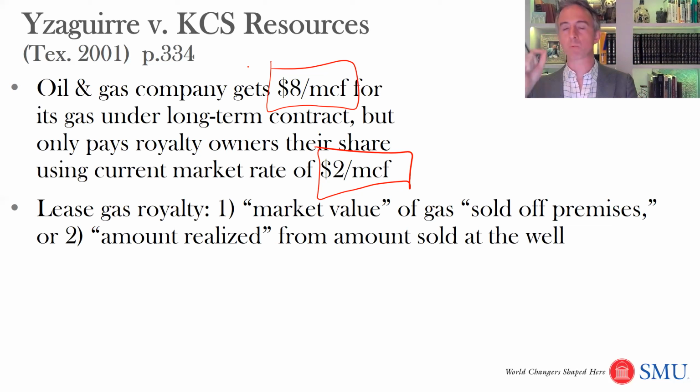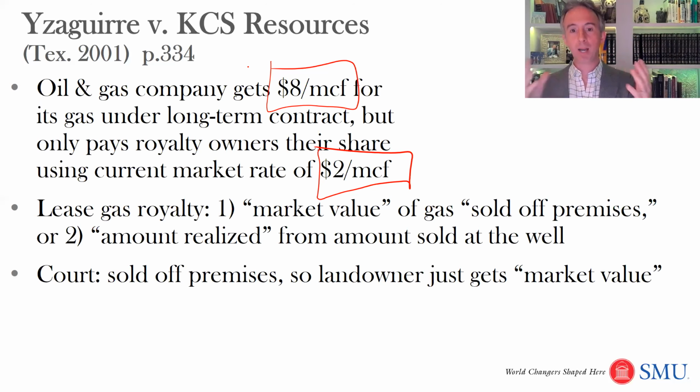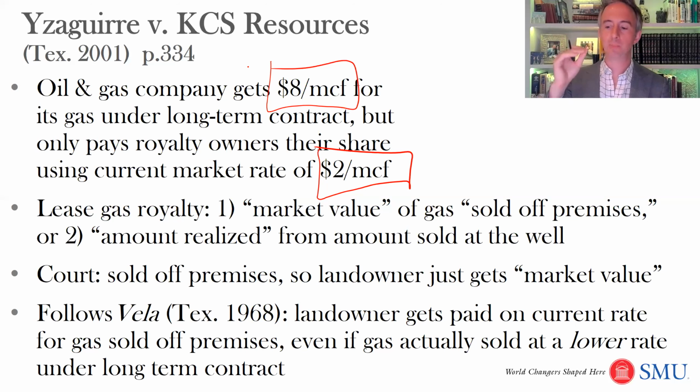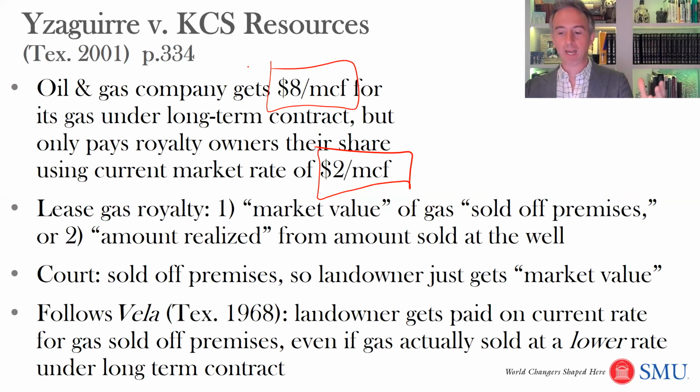That's very common, and we'll talk about that more, and some of the reasons that might be. But also the lease said amount realized from amount sold at the well, but this was sold off premises, so we go with that first term: market value of gas sold off the premises. And Texas has followed this rule called the Vela rule from this 1968 decision. And it says the landowner gets paid on the current market rate if it's a market value lease, even if the gas is sold at a lower rate under the long-term contract.